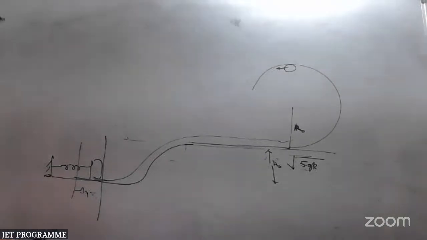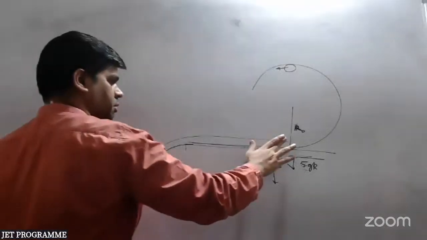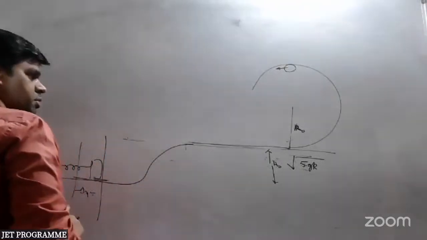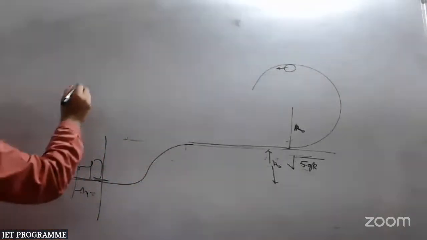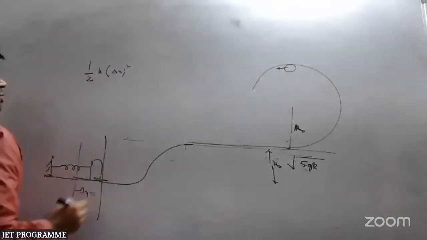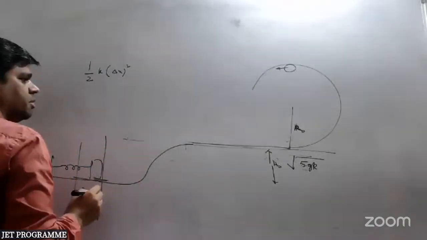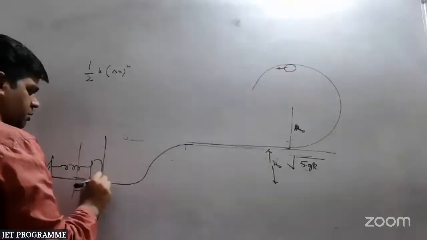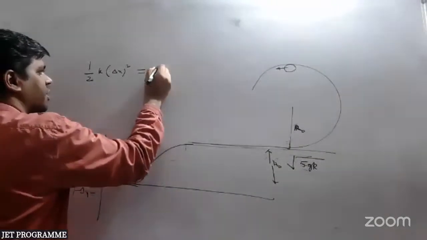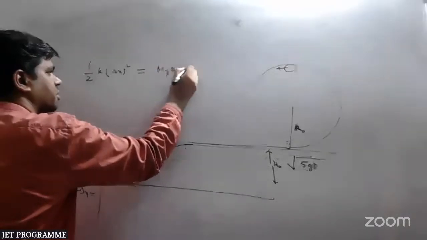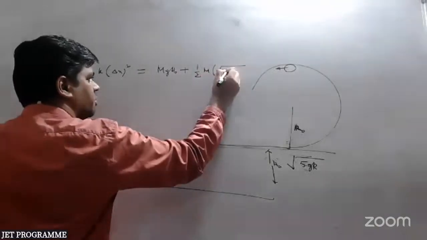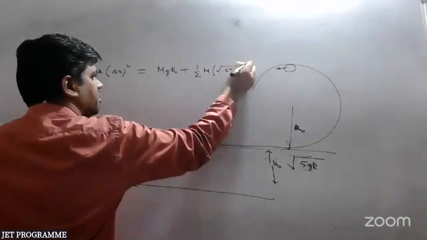So how do I write the equation? Initial energy is half k delta x square. This is the initial energy. What is the final energy over here? That should be equal to mg into h naught plus half m root 5 gr square.